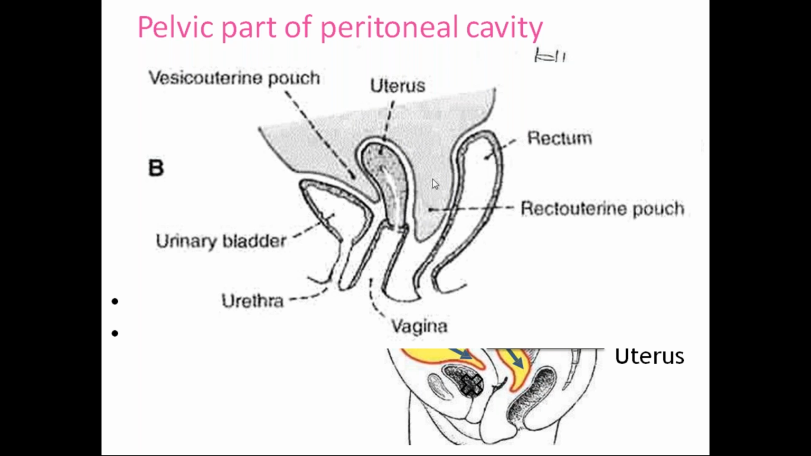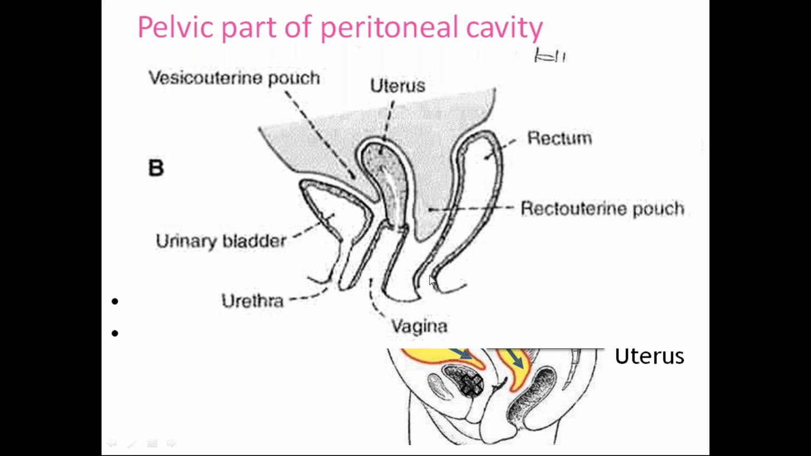So inferiorly by a fold of peritoneum. So this fold of peritoneum is called rectovaginal fold of peritoneum. After covering the rectum, it folds anteriorly. So this bend is called rectovaginal fold of peritoneum. So this forms the inferior boundary of the rectouterine pouch. If you see the distance of the rectouterine pouch from the anus, it is about 5.5 centimeter.